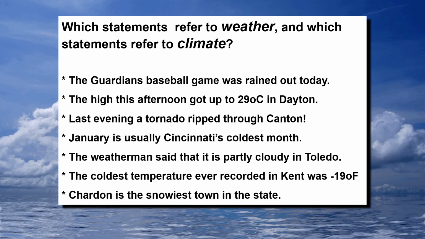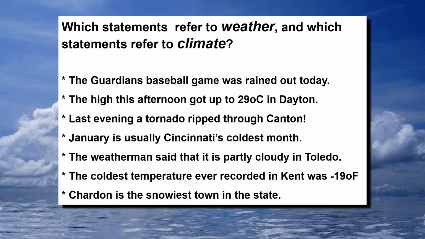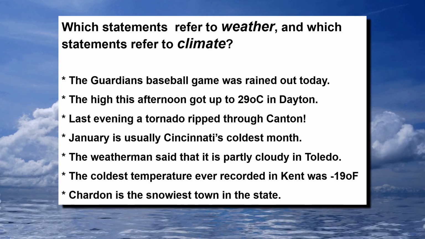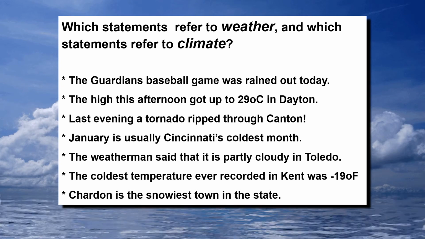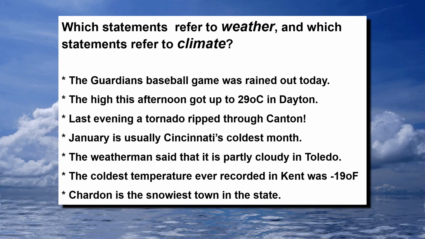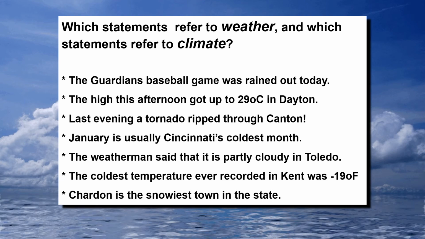All right, how about this one? The weatherman said that it's partly cloudy in Toledo. That's weather. How about the coldest temperature ever recorded in Kent was minus 19 degrees Fahrenheit? Well, that one might be a little bit of weather and a little bit of climate.